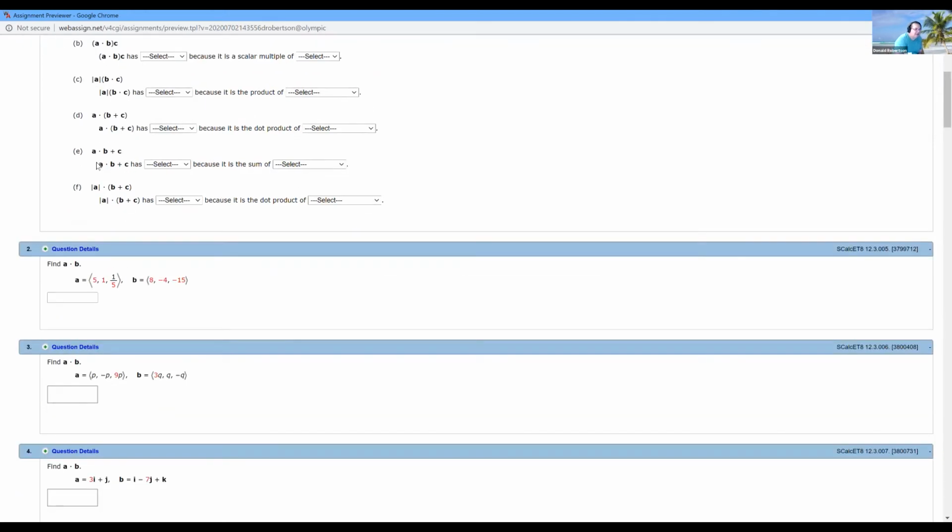Let's look at E. A dot B, you can do A dot B and you get a scalar, right? You get a number. Can you take a number and add a vector to it? Can you go 5 plus the vector 1, 2, 3? No, so that is meaningless.